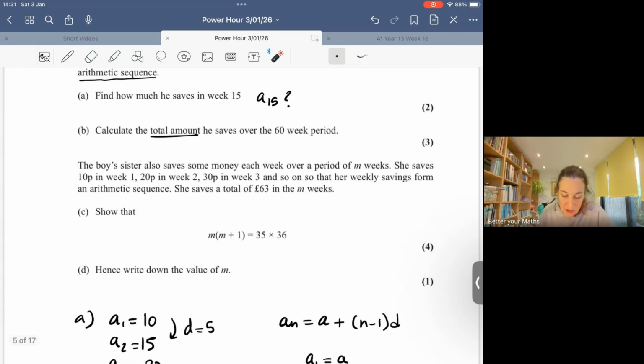Now, the boy's sister also saves some money each week over a period of M weeks. She saves 10p the first week, 20p the second week, 30p, and so on. So again, this is an arithmetic sequence. The common difference is 10 instead of 5. And she saves a total of 63 pounds in the M weeks. Be careful, because now we have pounds, but this other thing is in pence. So don't mix pounds and pence in the same equation without converting. So that m plus 1 equals 35 times 36. Where do you think we can get this equation from?